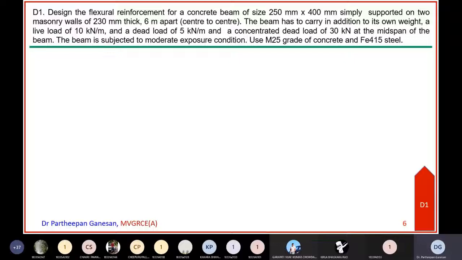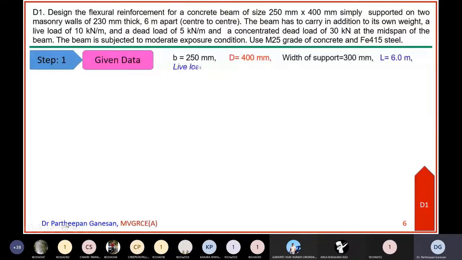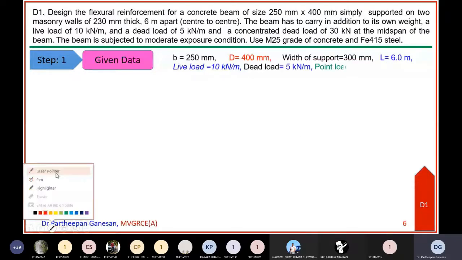Okay. So this is the design problem that we saw yesterday. The first few steps are exactly the same, so I'm just going to run through the slides. Given data, you write down all the given data as we did yesterday.